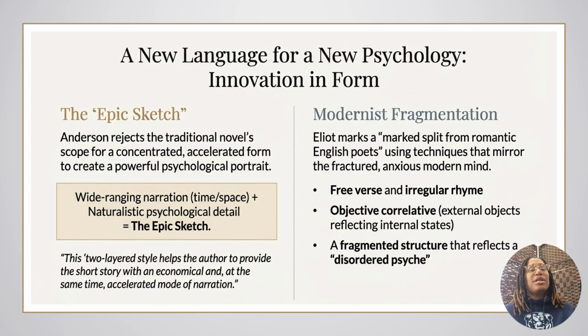One key tool here is the objective correlative, using external images and objects to carry emotional meaning when the speaker cannot state that meaning directly. Pay attention to how the structure itself feels unsettled and ask what that instability suggests about Prufrock's inner life.